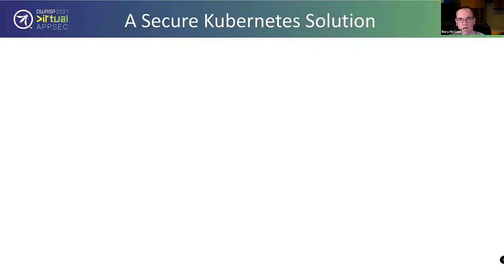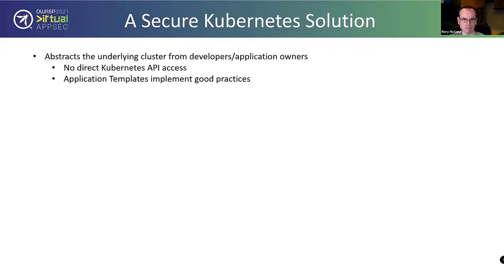So to bring it all together, what does a secure Kubernetes solution look like? It's just my opinion, but this builds up on these challenges and how you solve them. If you're architecting Kubernetes clusters, you need to abstract the underlying clusters from developers and application owners. Try not to give people direct access to the Kubernetes API, and try to give developers or groups of development teams templates that implement good practice. Things like starter network policies, and setting good security options so that your mandated policies don't cause problems, are a good place to start.